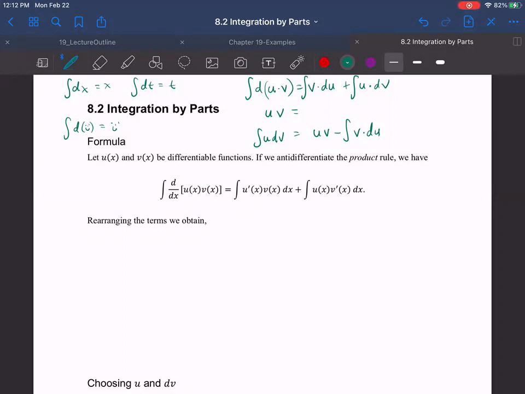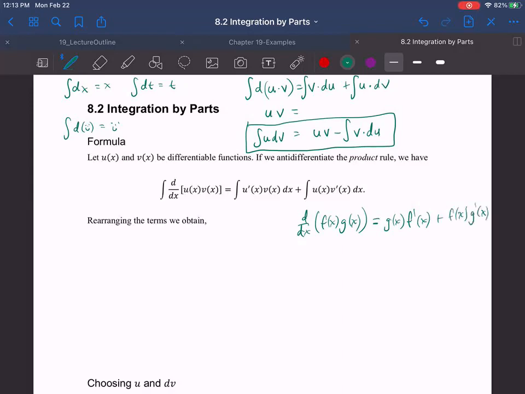So if we take a look at this long, complicated version they have here, this is the one I like to remember. Okay, and you could do the same sort of thing. Like if we had d dx of f of x g of x equals, it would be g of x f prime of x plus f of x g prime of x. You can do the same thing we just did and end up with integral, what did I make u here? Was f of x?